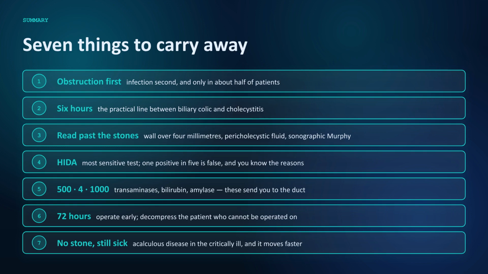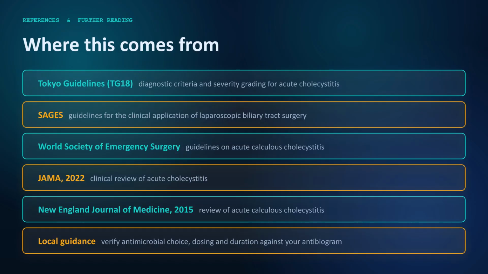Ultrasound looks for wall thickening, pericholecystic fluid, and a sonographic Murphy sign. The hepatobiliary scan is the most sensitive test, but is falsely positive in up to 1 in 5. Operate within 72 hours, and never ignore acalculous disease in the intensive care unit. If you keep one sentence, make it this: a stone that stayed is a gallbladder under pressure, and pressure kills tissue on a clock.